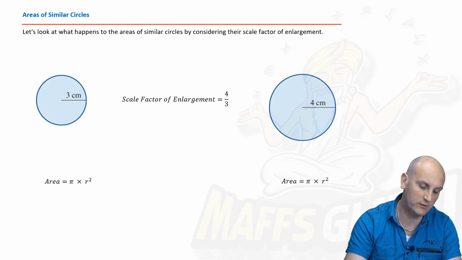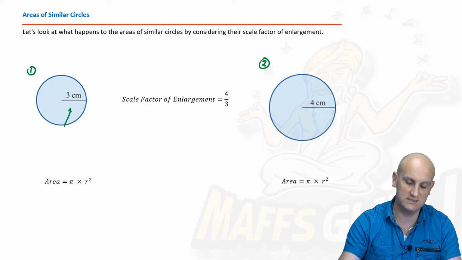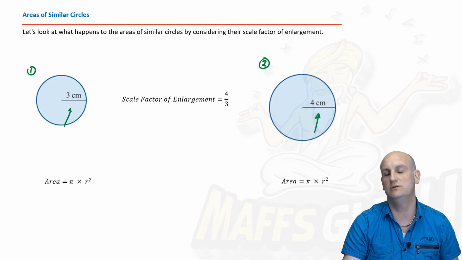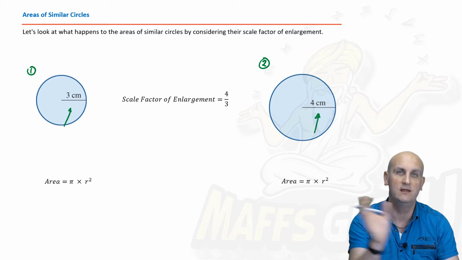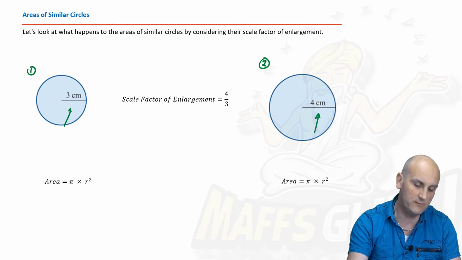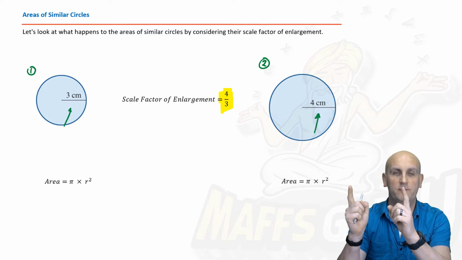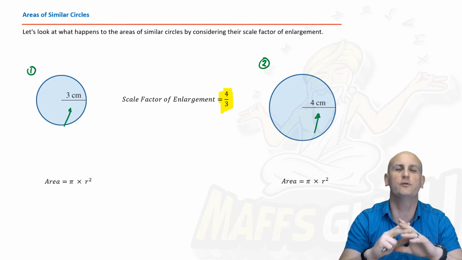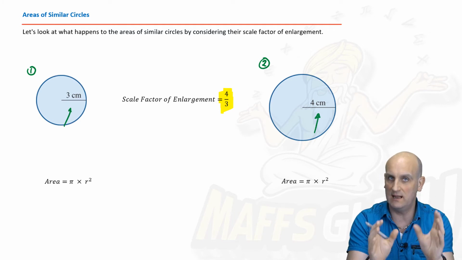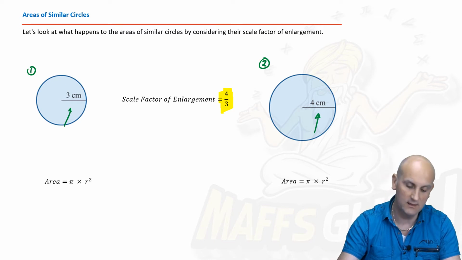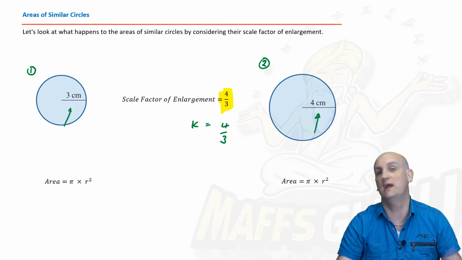So let's imagine we have circle number 1 here and circle number 2. We know that the radius of circle number 1 is 3 centimeters and the radius of circle number 2 is 4 centimeters. So we can work out our scale factor of enlargement by taking the larger measurement and dividing it by the smaller measurement. Our scale factor of enlargement is 4:3, the radius of the bigger one divided by the radius of the smaller one. That works with all sorts of lengths, doesn't matter what shape you're dealing with, so long as you choose similar lengths and the shapes are similar. So we can also say that K is equal to 4:3. I don't know why we choose K, we just do.